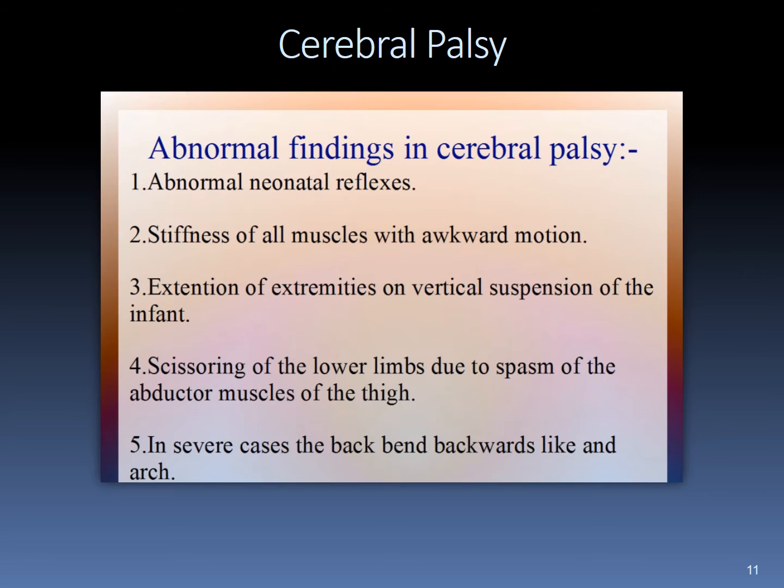Abnormal findings in cerebral palsy. Children with cerebral palsy will have abnormal neonatal reflexes, stiffness of all muscles with awkward motion, extension of extremities on vertical suspension of the infant. There will be a scissoring of the lower limbs due to spasm of the abductor muscles of the thigh. And in severe cases, the back will bend backwards like in an arch.